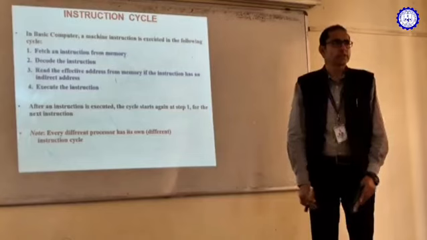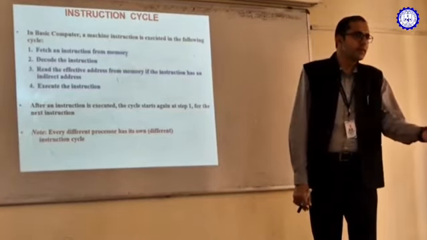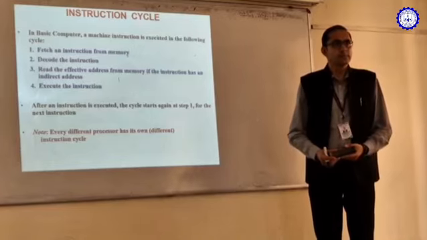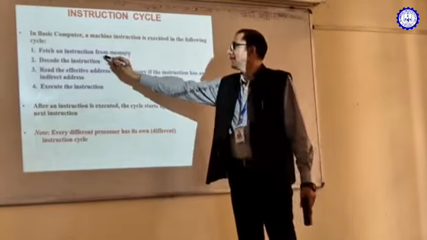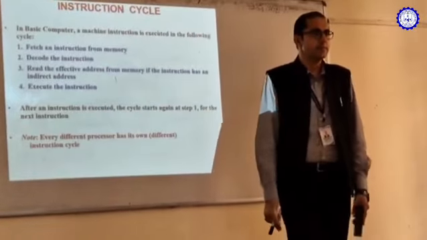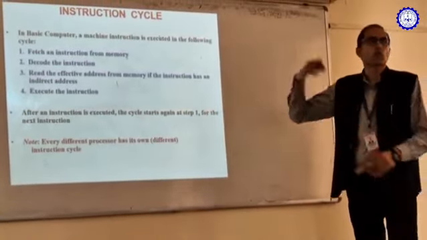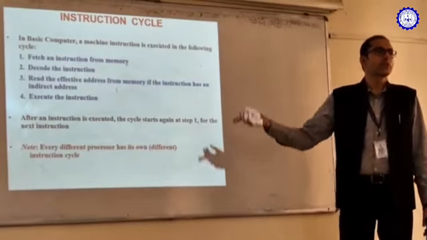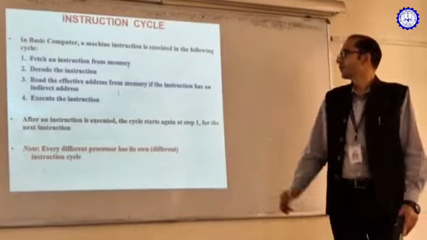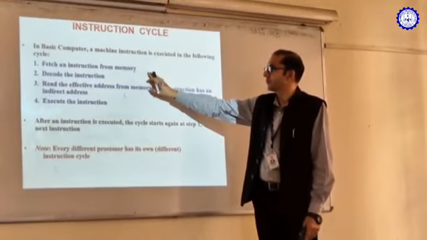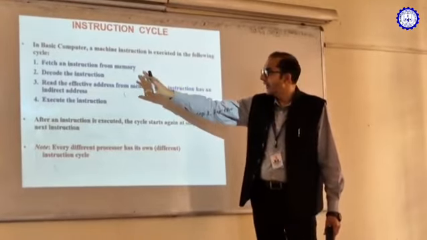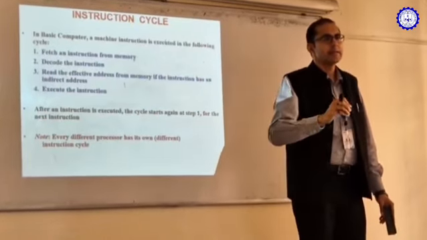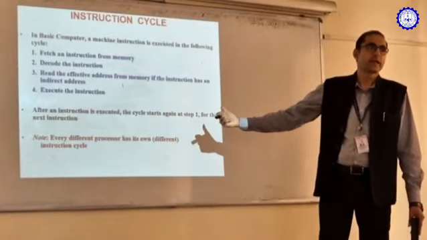So, any instruction that we have given to a computer requires 4 parts. Part 1, fetch an instruction from the memory. That is, the instruction is stored somewhere in the memory. First of all, we need to get that instruction from memory to the processor. So, this is the first part, fetch an instruction from the memory. See, here I am telling you the steps. What actually is happening, that I'll discuss in the next slide.